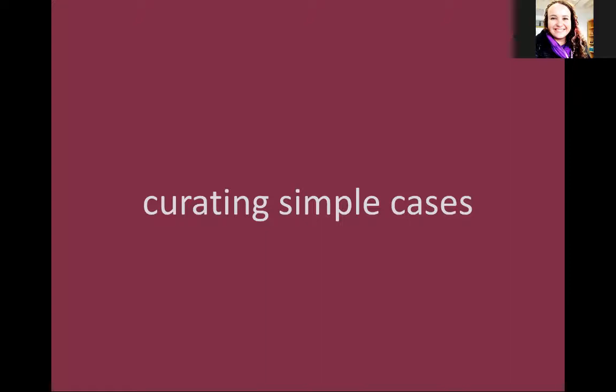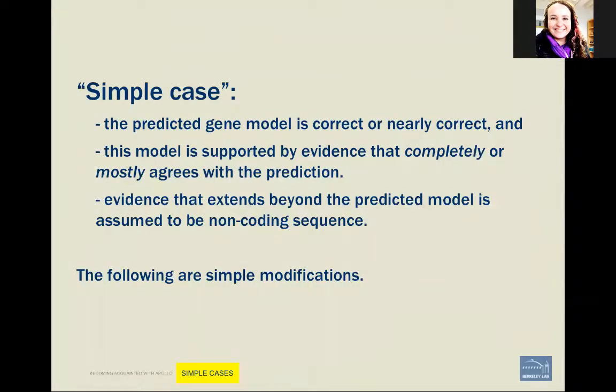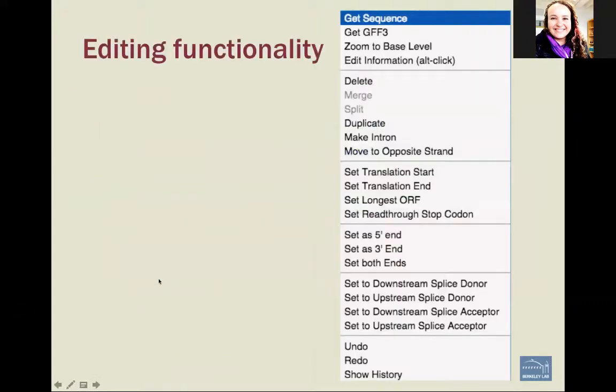There are more simple cases that you'll come across when you're modifying your gene models. I define this simple case as a predicted gene that is correct or nearly correct, and it's supported by good experimental evidence completely or mostly agreeing with the prediction, and the evidence that extends beyond the predicted models is assumed to be non-coding sequence. If that's the case, there are a few very simple modifications that we can do to this particular gene model. There's an entire battery of functionality that you can conduct.